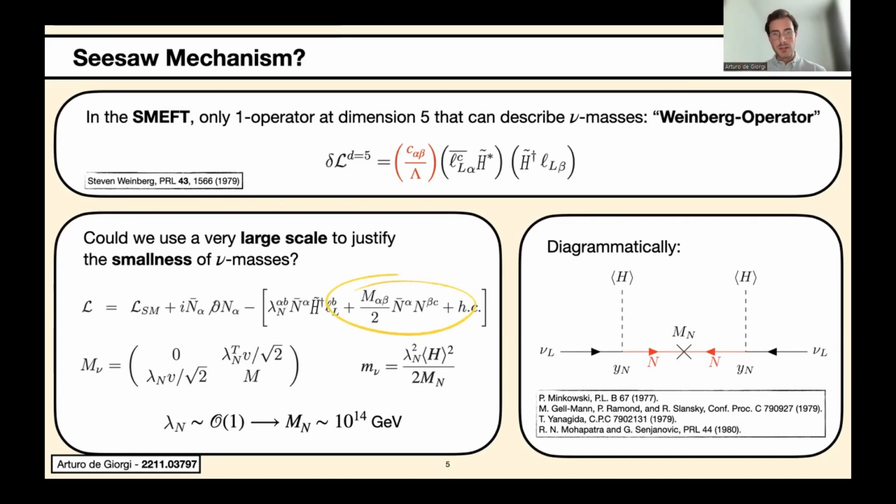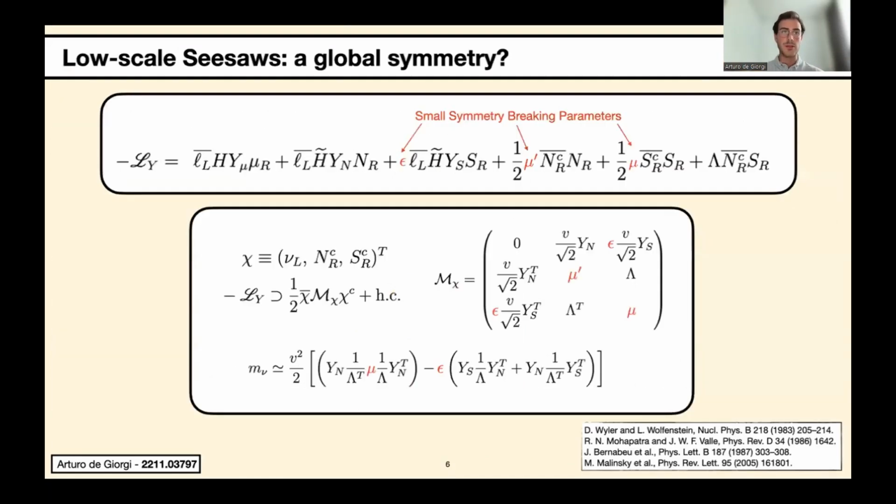What is the downside of this is that if we want Yukawas of order 1, it means that the scale of new physics should be very large, at least 10 to the 10, 10 to the 13 GeV, and so on, which is very hard to test. And of course, people thought about and invented a new class of seesaw mechanisms, which are called low-scale seesaw mechanisms. The idea here is not to have a large scale, but rather a very robust symmetry that is protecting the smallness of the neutrino mass. So let's take an example.